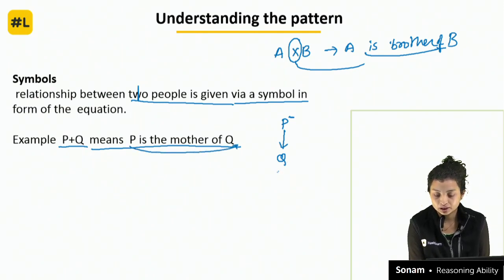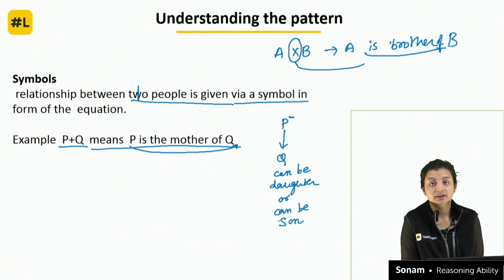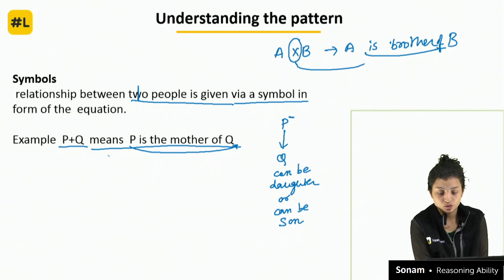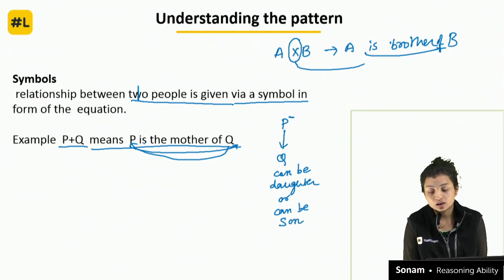So Q can be daughter or can be son, right? So we don't know the gender. Q can be daughter or can be son of P. If I ask you a question in this case, how is Q related to P? You will mark "can be daughter or son," if that option is mentioned.